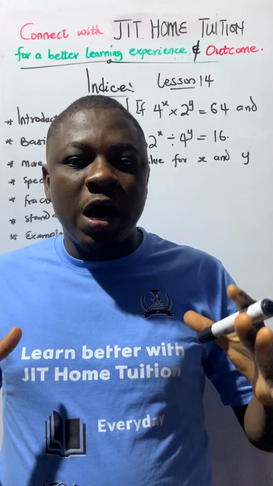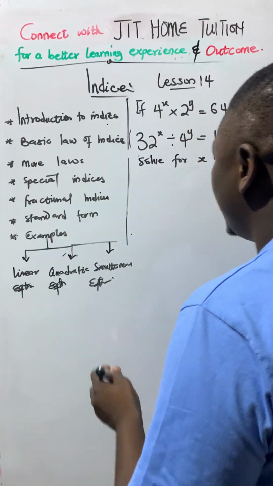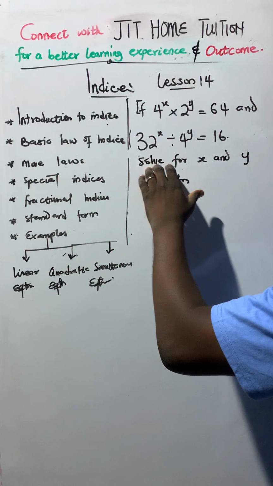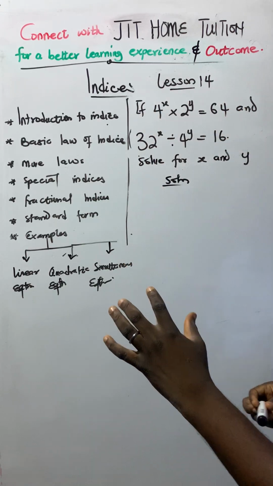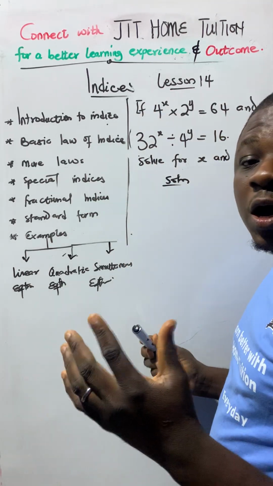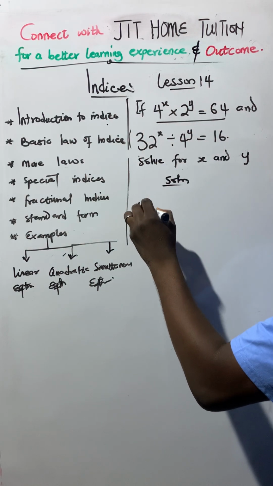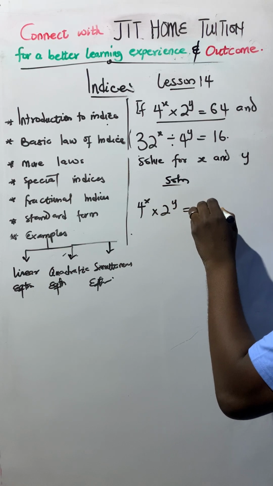In this video, I'm going to teach you how to solve the question we have on the board. The question says, solve for x and y, and this is what you have. So when you have something like this, how do you go about it? You have the first part of the question, which is 4 exponent x times 2 exponent y equal to 64.